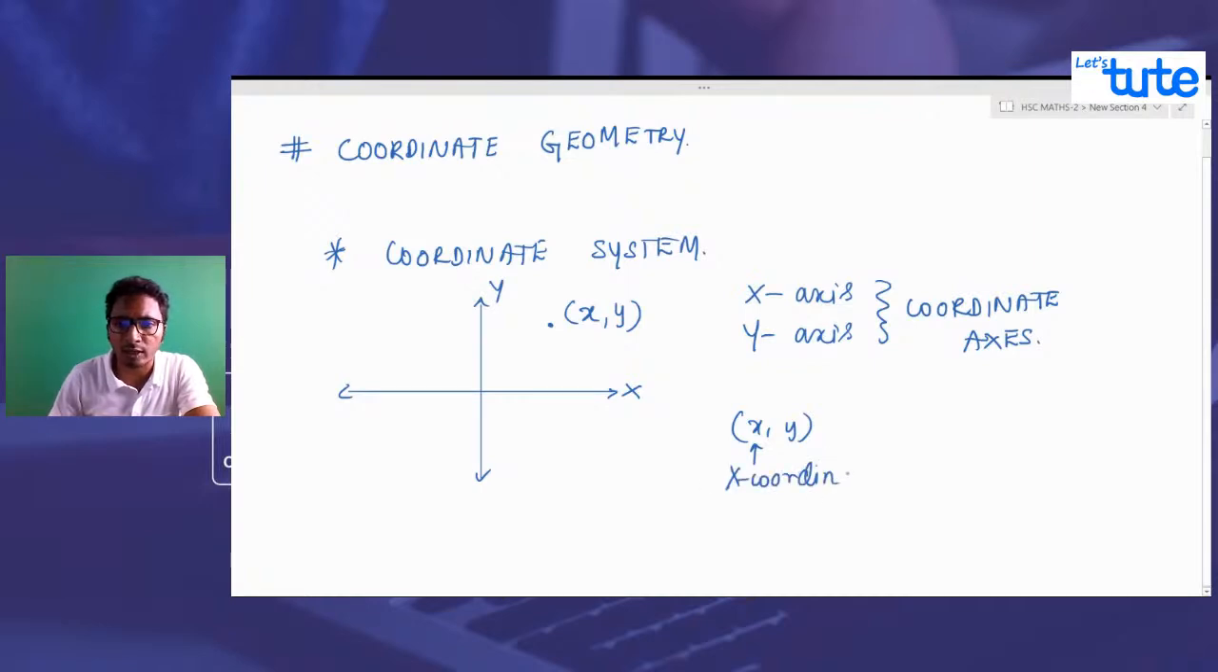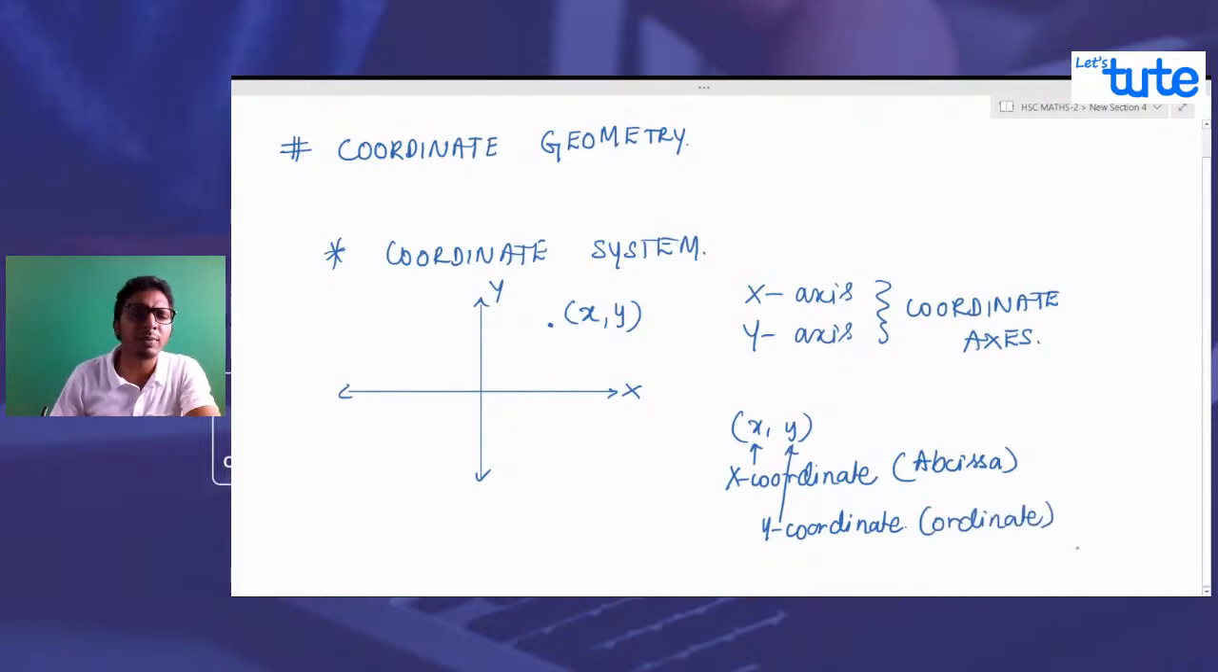This is called the x coordinate. And the second value represents the location of the point with respect to the y-axis. So it is called the y coordinate. The x coordinate is also known as abscissa, and the y coordinate is also known as ordinate. So this is the basic information about any point on the coordinate system.